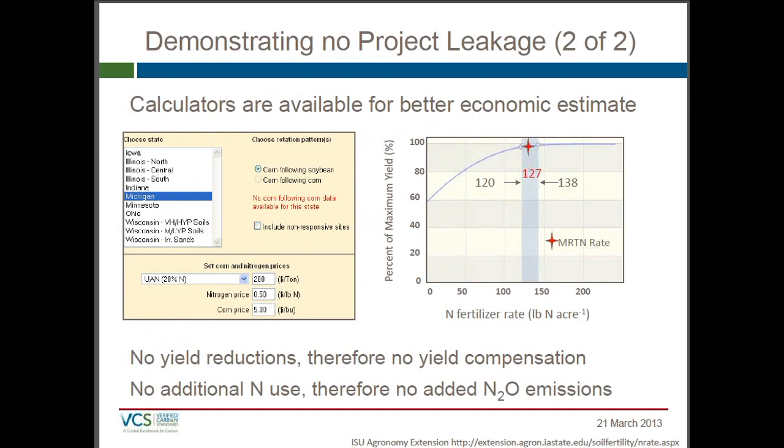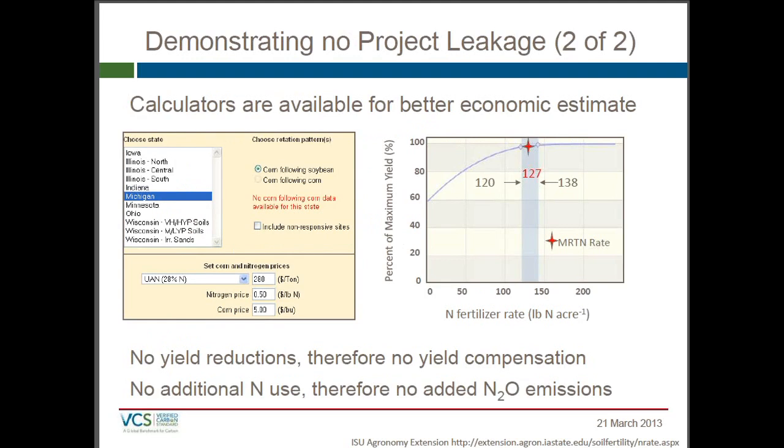On the left screen shows where the state or region can be chosen and where the N fertilizer price and corn price are entered. The right screen shows an example of a yield response to N rate graph generated from, in this case, Michigan data for a corn-soybean rotation at a nitrogen to corn price ratio of about 0.10, a very typically representative ratio over the last few decades.